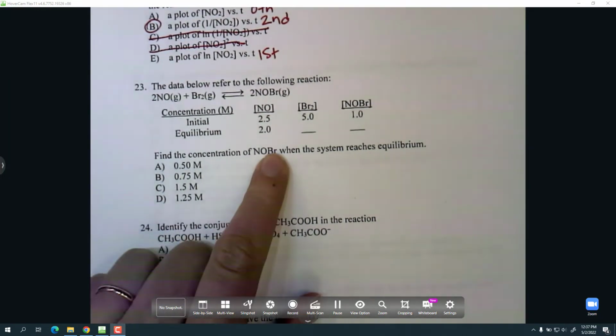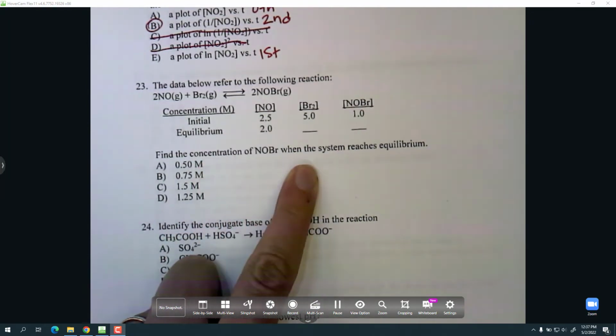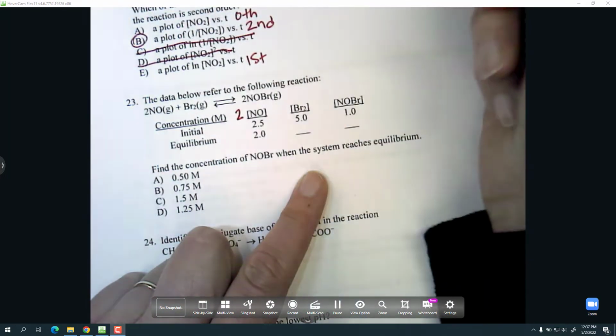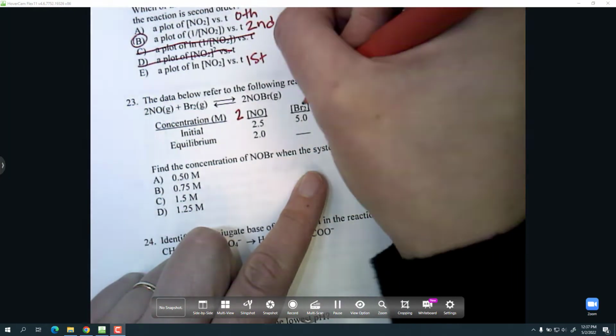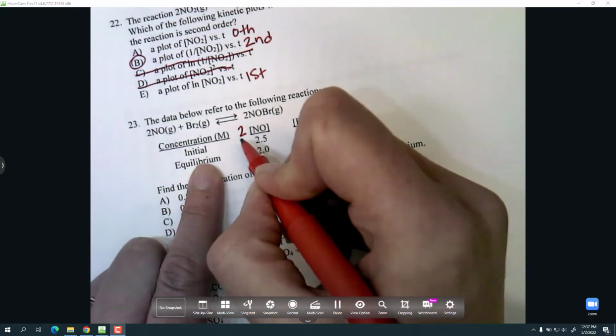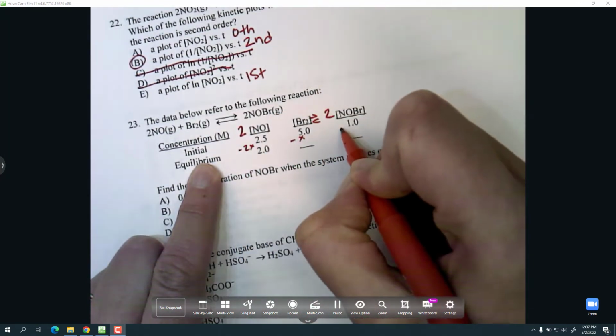All right, here's some data, and I want to figure out the NOBr when it reaches equilibrium. I don't want to use this because it's kind of, well, I guess I can. Let me just write it in 2, 1, and 2, and put my arrows in so I know where to subtract. So this would be minus 2x, minus x, and plus 2x.